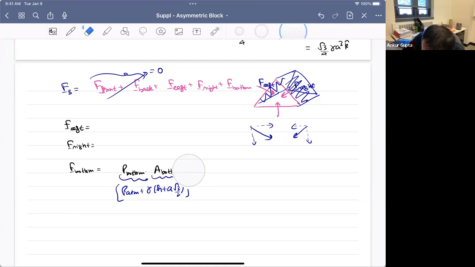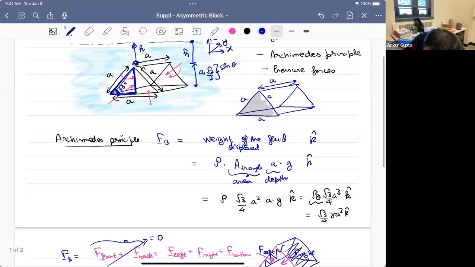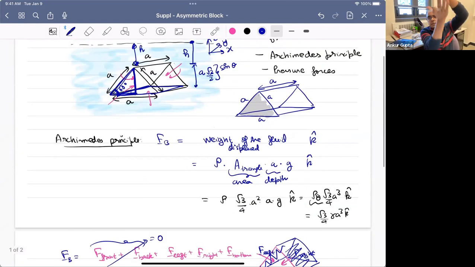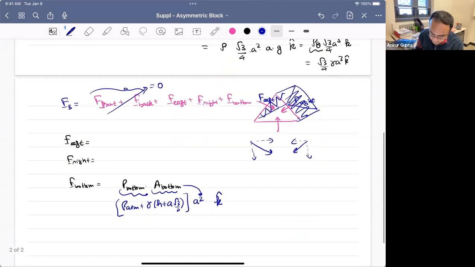Maybe it's just easier to do this. And A bottom is this whole surface here. So it has A times A, it's just a simple rectangle. So you get A square. Then the direction has to be pushing, so it's pushing the block up. So the pressure is K cap, so the direction is K cap. So that's the P bottom.